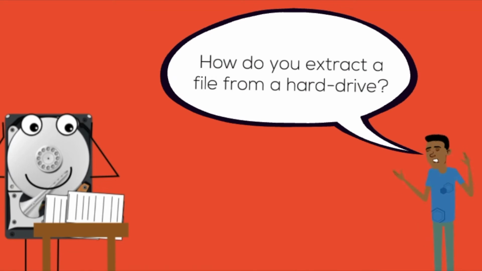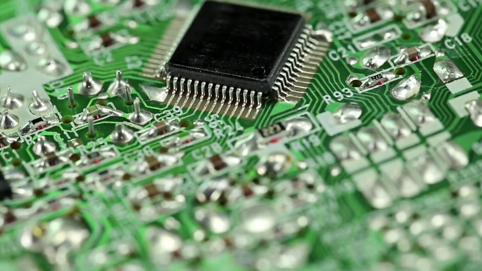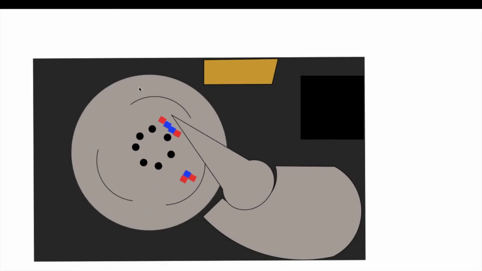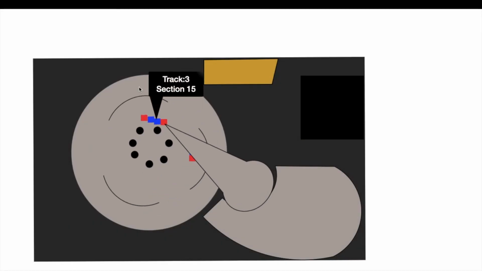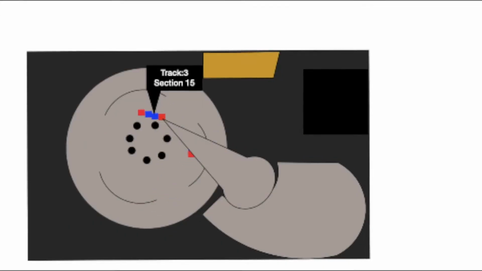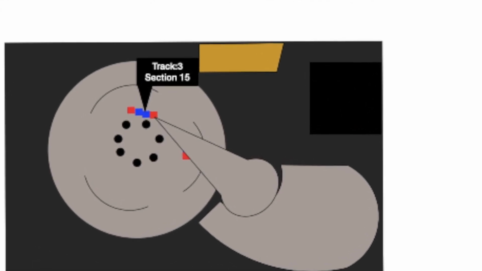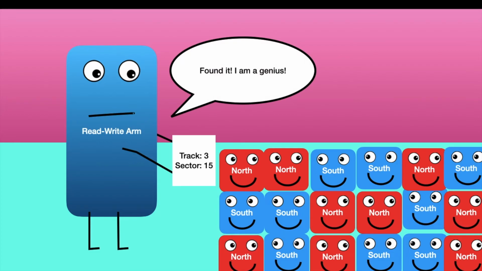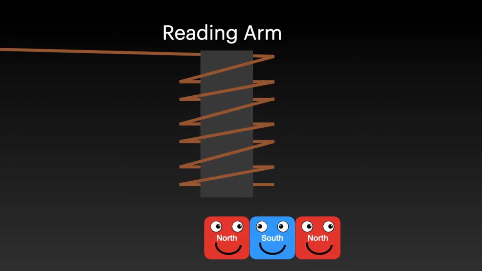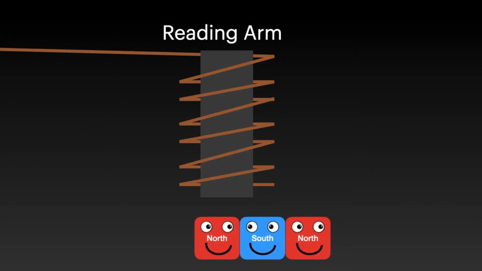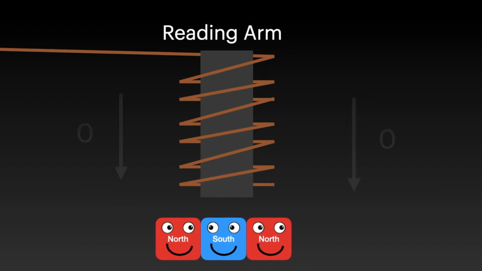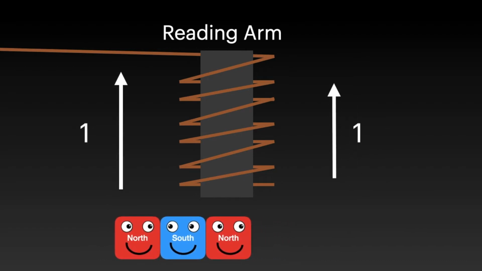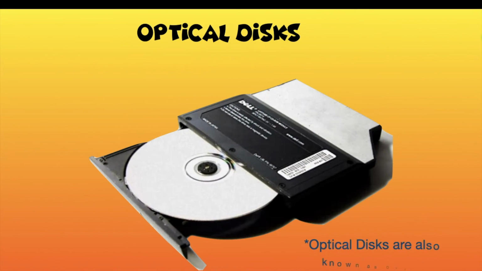So, how do we extract a file from a hard drive? To extract a file, the CPU activates the actuator motor and the spindle to move the arm to the file allocation table. The arm reads the file allocation table entry and proceeds to move to the file you want to extract. The reading arm is basically a coil that contains electrons, which change direction based on the polarization of the magnets below them. Now we have optical disks.